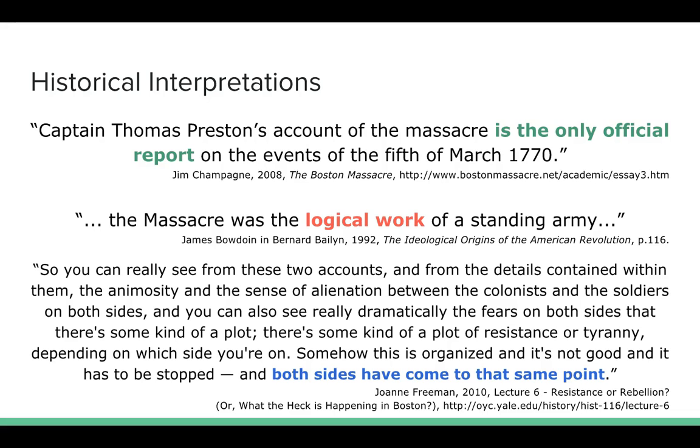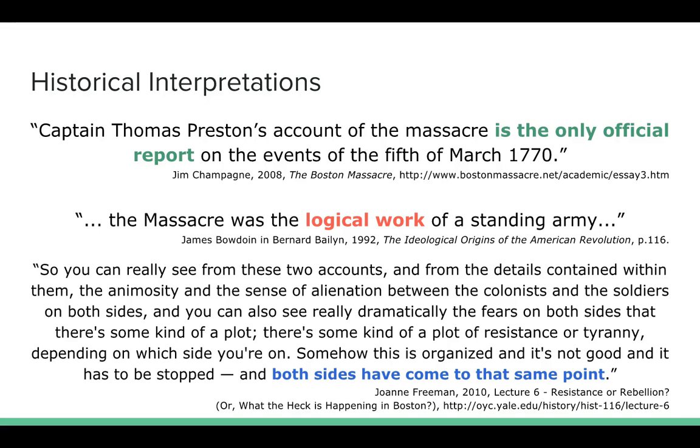Now, this also begs the question, well, what about all the other bystanders that were watching the massacre? Couldn't we trust their account too? And so that is where we have to challenge Champagne's interpretation here, that Preston's account is the only official report and thus must be the most truthful or most reliable source. So we have to challenge that. But he does have a point here.